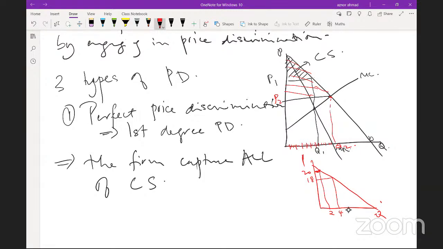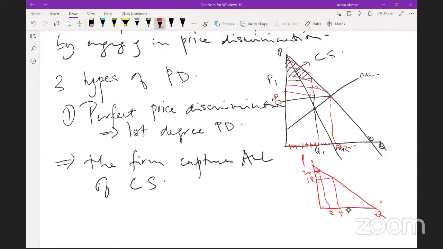So in theory, if the firm knows about the willingness to pay of the consumers, meaning that if they know at a quantity of 2, consumers are willing to pay 20, they can sell 2 at 20 ringgit, at $20, and a quantity of 4 at 18 ringgit. So if you buy 1, you have to pay higher, and then the second quantity that you are paying is at a lower price. Okay, and continue and continue.